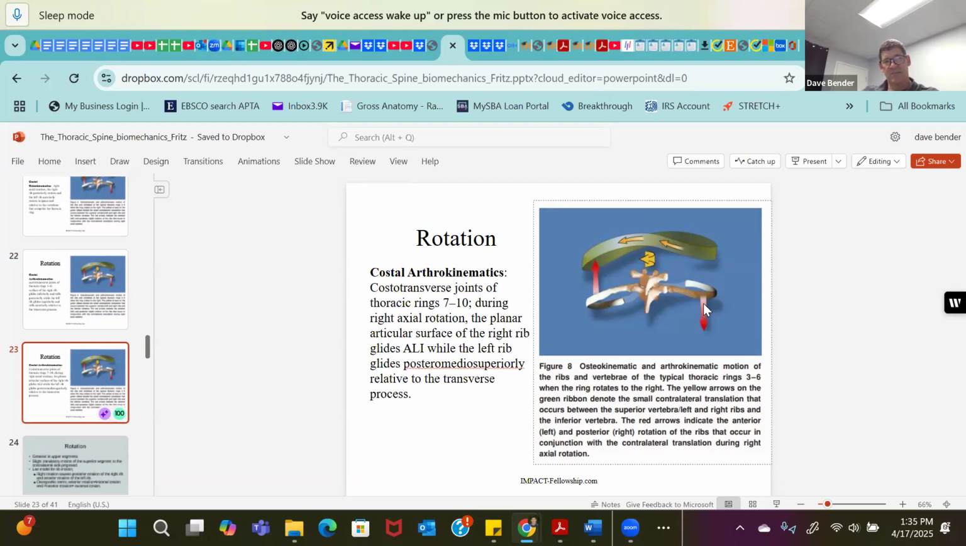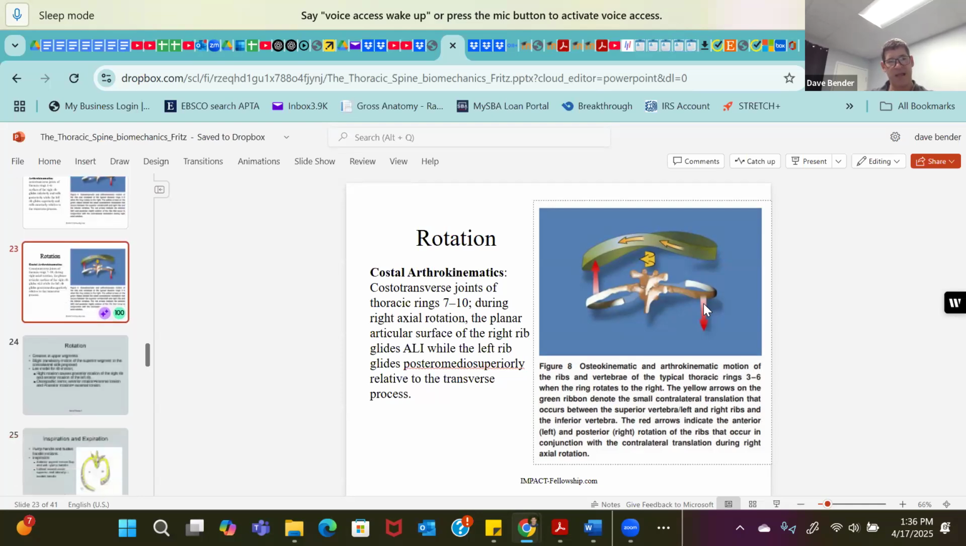See how the terminology is different, but in essence, the direction of the rotation, if you think about it, is the same. So this isn't like a dramatic shift in rib biomechanics.